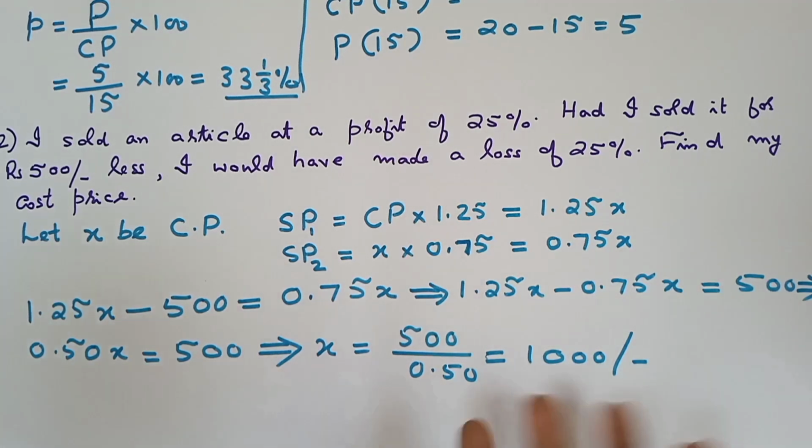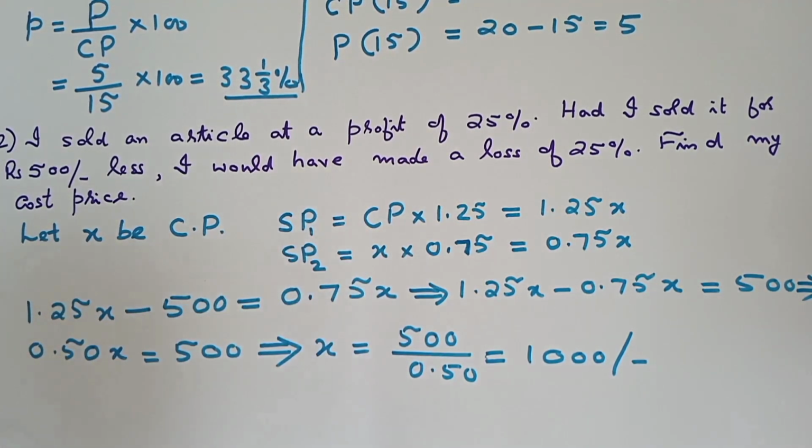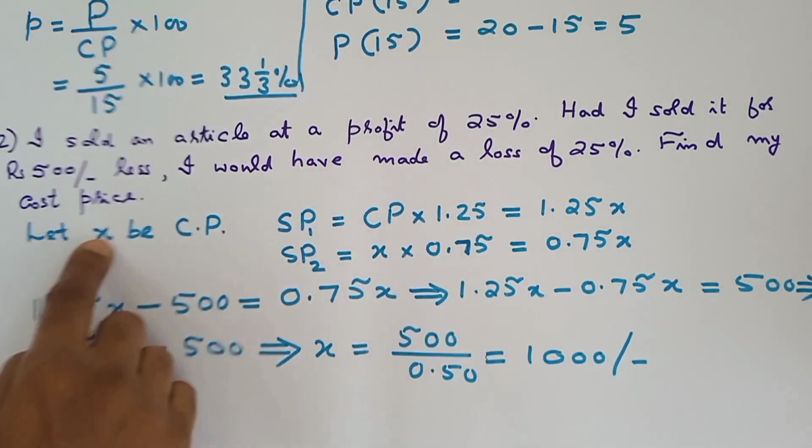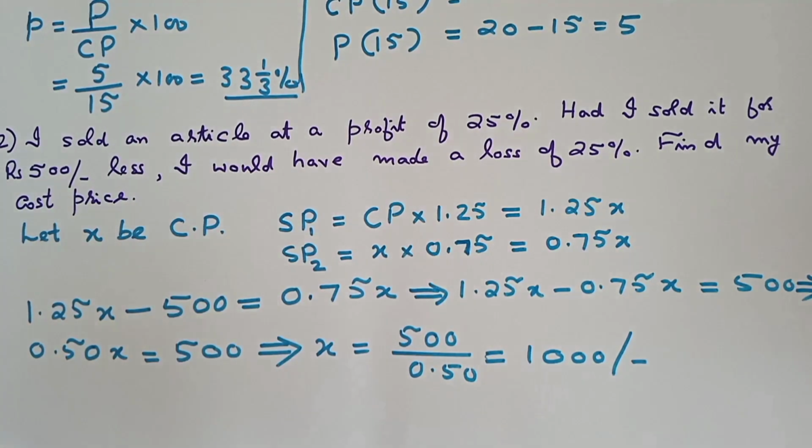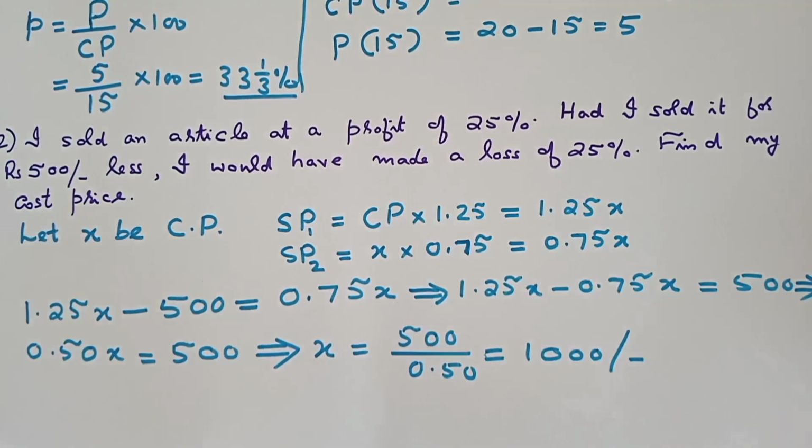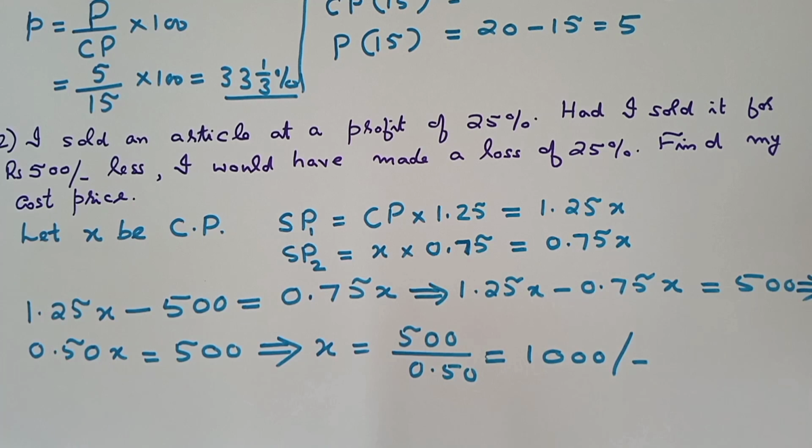Now there is a shorter way to approach this problem. If you understood this, I will show you the other method. Like I said before, there is a cost price which is assumed to be X, then 25% above this cost price. That is the first selling price. Then 25% below the cost price, which is the loss of 25%.